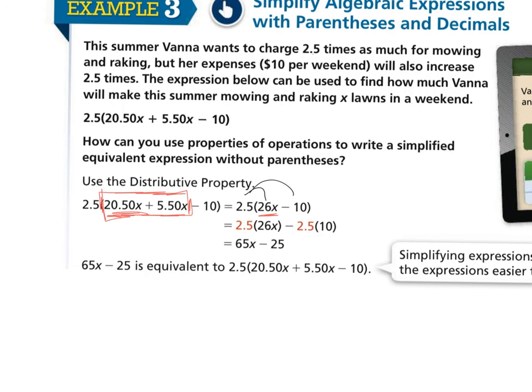So the next thing they distributed. So 2.5 times 26x minus 2.5 times 10. And that gives us 65x minus 25. That's our equivalent expression and simplified.